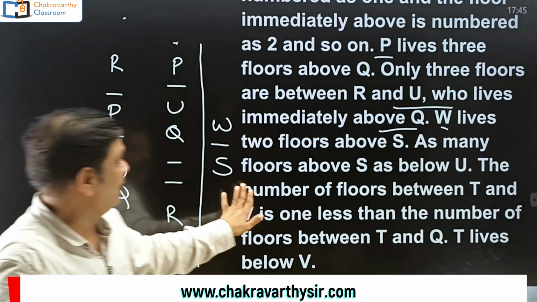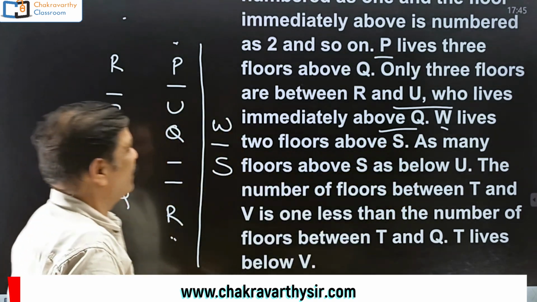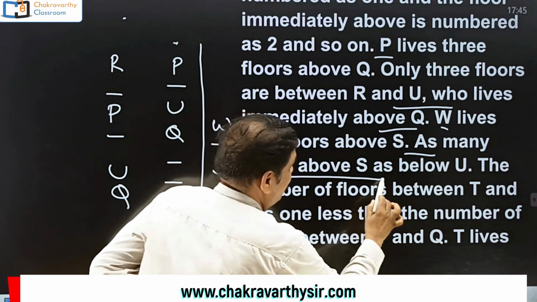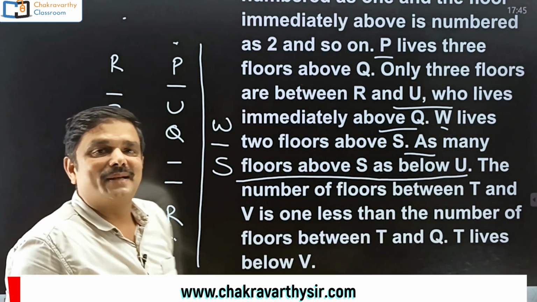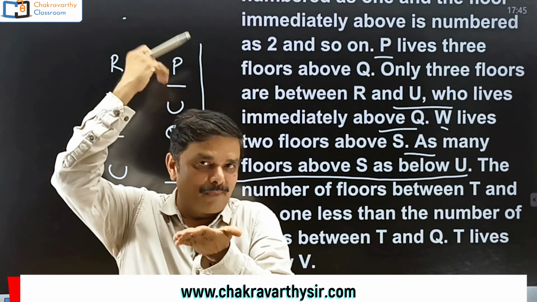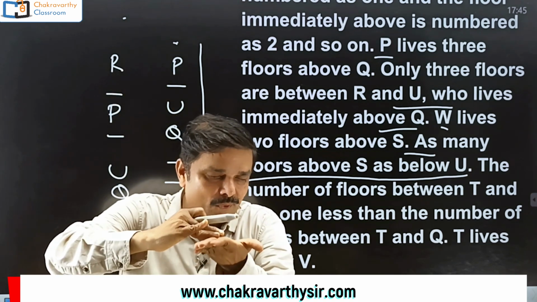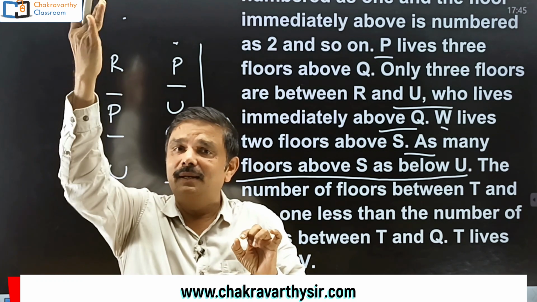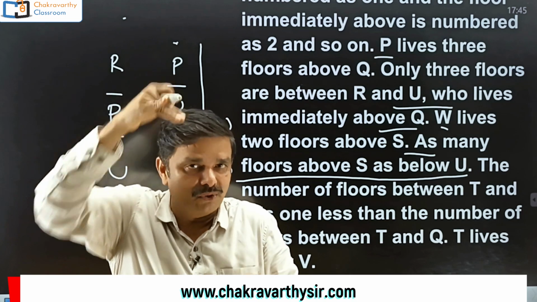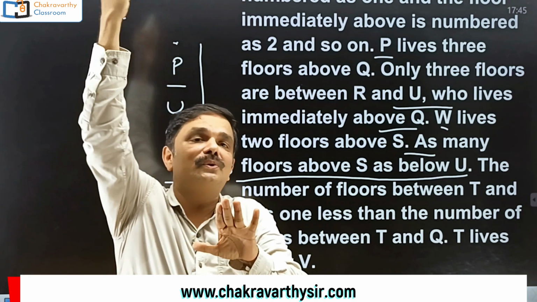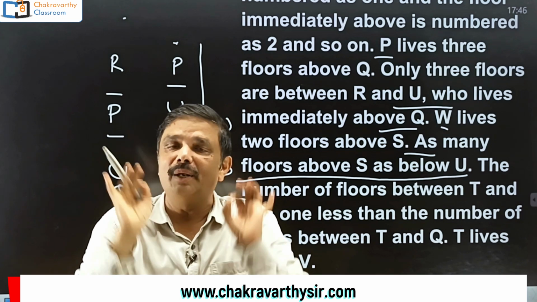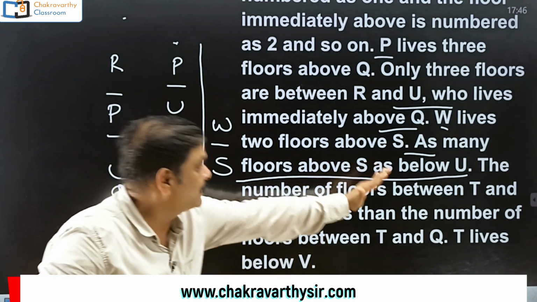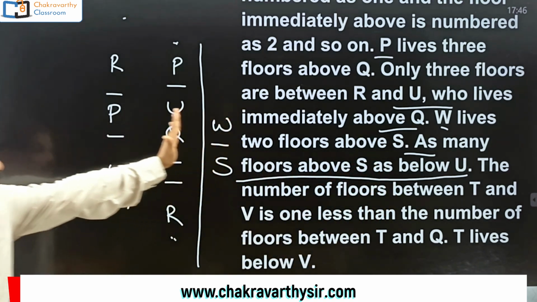What's the further one they have given here? That's over. Next, this one, very, very important information you see. As many floors above S, below U. What did you understand from this one? As many floors above S, that many floors must be there below U. That means the number of floors above S must be equal to the number of floors below U. Suppose there are 2 floors above S, below U also there must be exactly 2 floors. That's the meaning.